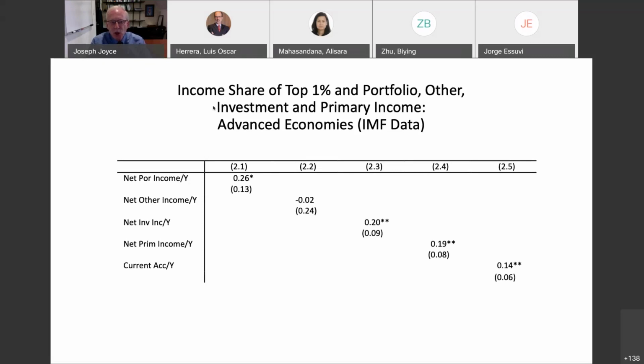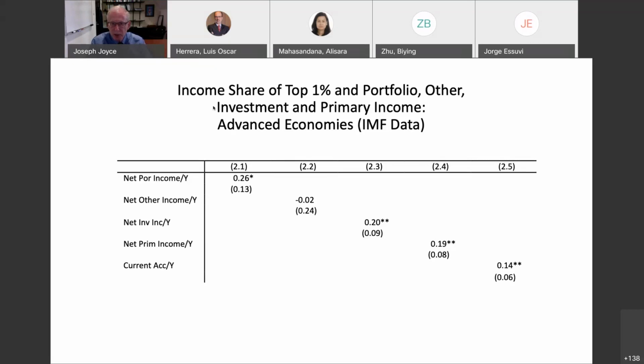And I think we can now say it must be because of the investment for FDI income. Similarly, when we look at net primary income, that's also positive. And again, thinking about what goes into it, the source should be the FDI income. And finally, we look at the current account overall, and we can see a positive coefficient with the current account, which clearly reflects a number of things in the current account, but I would claim the FDI income. So that's the data that I have to date for the advanced economies using the IMF data.